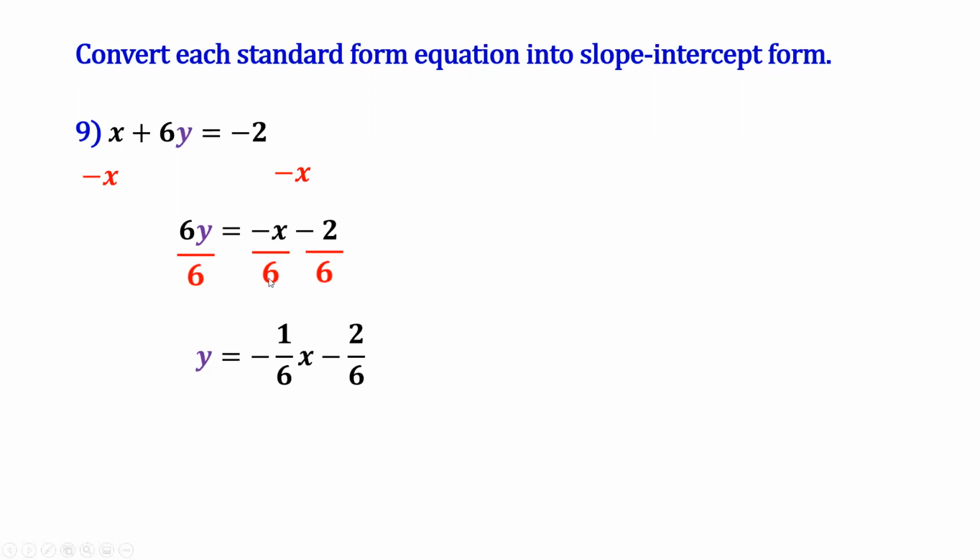Negative x over 6. Well, remember, there's a negative 1 here, so this just says negative 1/6 x. So I rewrote it as negative 1/6 x. And then the negative 2/6 I just brought down.